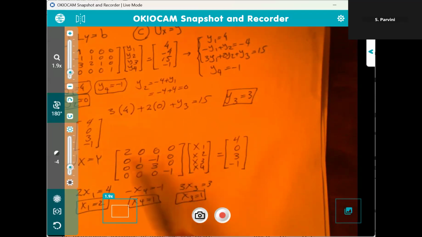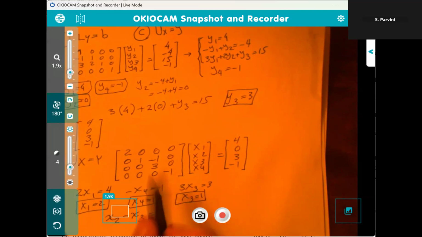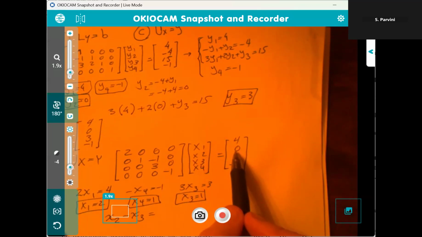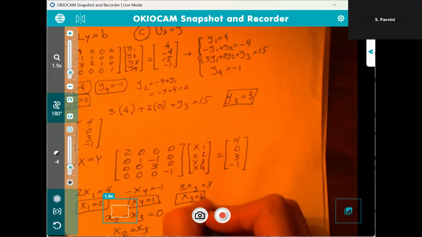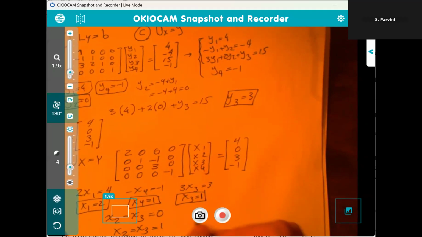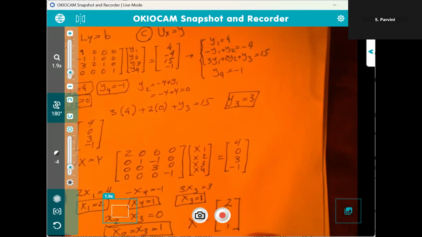So we just go to the second row now. 0x1, 1x2, negative x3, 0x4. So again, 1x2, negative x3 equals, second is equals 0. Therefore, x2 is equal to x3. x3 is 1. And we've solved that system. So our solution, in the order x1, x2, x3, x4, those are 2, 1, 1, 1. This is the solution.